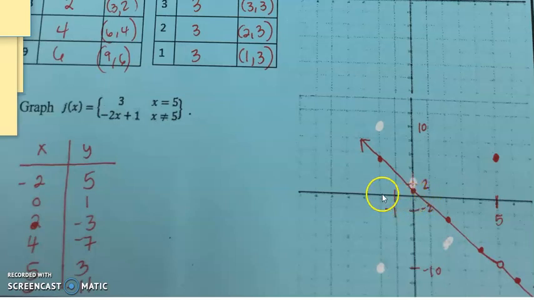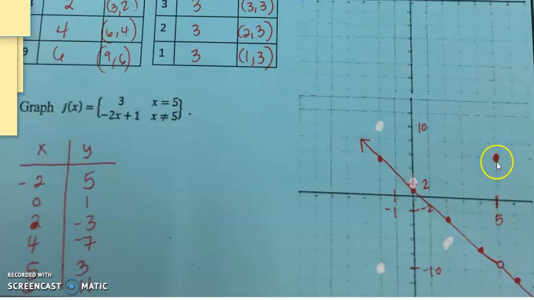So negative 2, 5 is here. 0, 1 is here. I continued plotting. But notice at x equals 5, I put an open circle. If I would have plugged it into this bottom one, it actually would have come out to be negative 9. However, 5, negative 9 is not allowed to be there because it said x was not equal to 5. So I put an open circle here. And instead I put a closed circle at 5, 3.